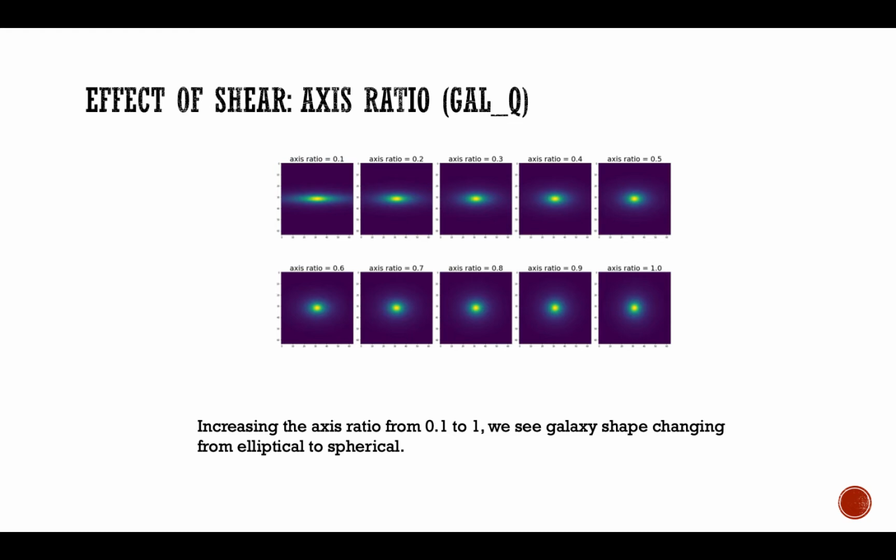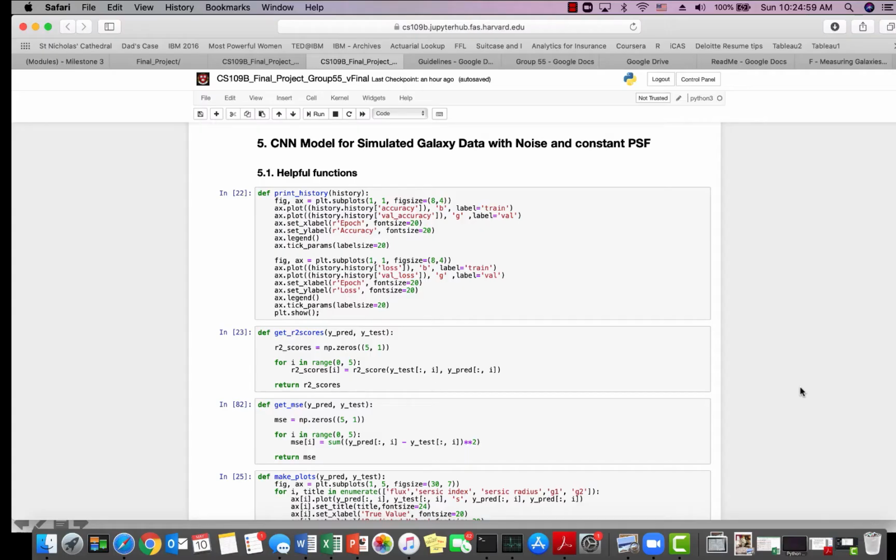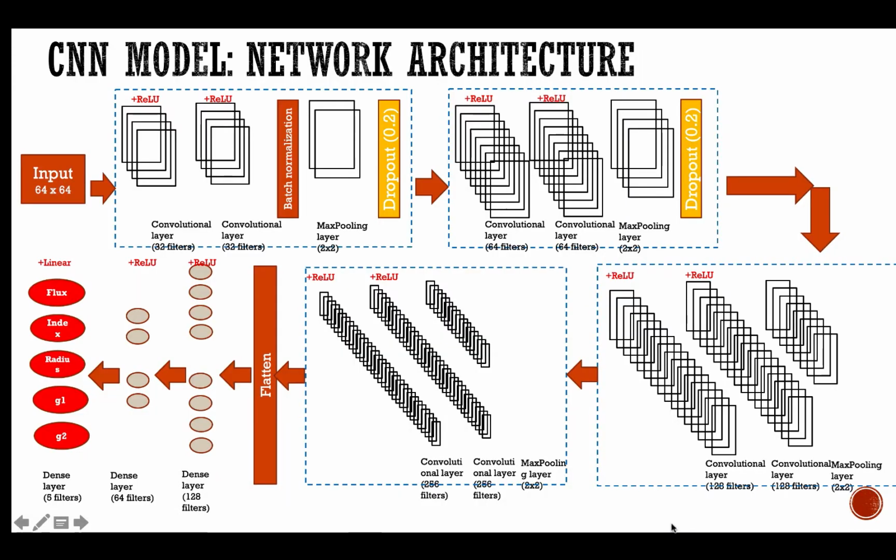The galaxies change shapes from elliptical to spherical, and the orientation of the galaxy changes as expected when you change the position angle. After we generated the data using the GalSim software, it was time to build a model to predict the five parameters defining the galaxy shape and brightness. To do so, we decided to build a CNN model, given that we were dealing with image data. Our network architecture looked as follows.